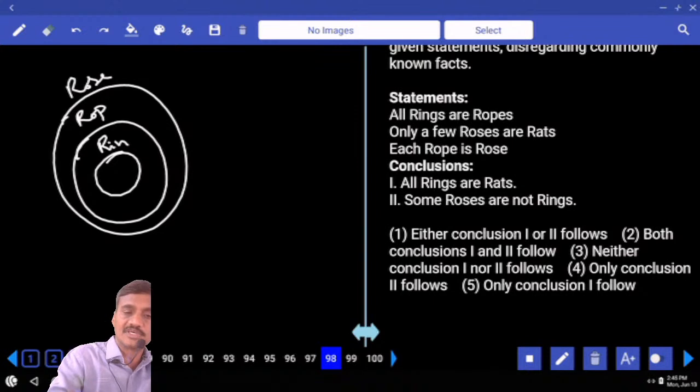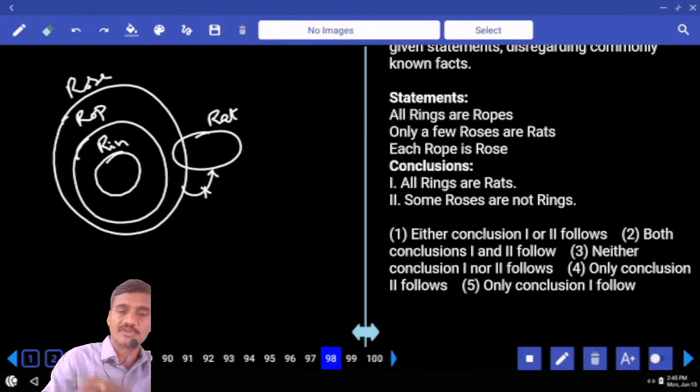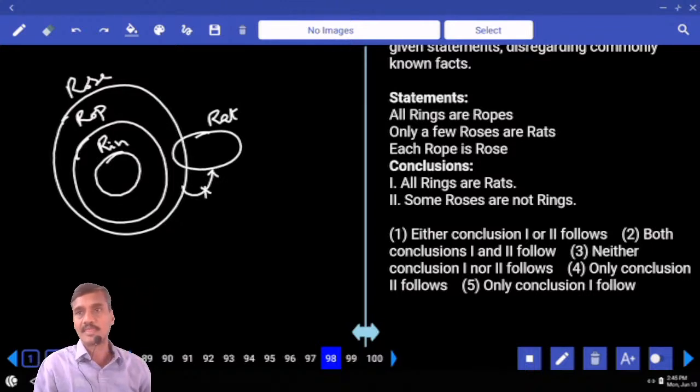Only a few roses are red. Only some roses are red, but not all. This entire rose cannot be a part of this red. Clear? Then coming to the first conclusion.